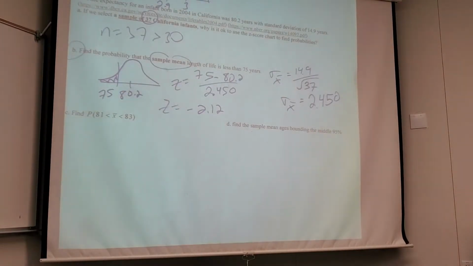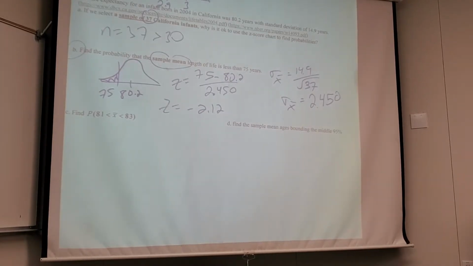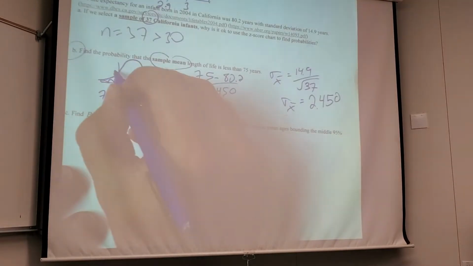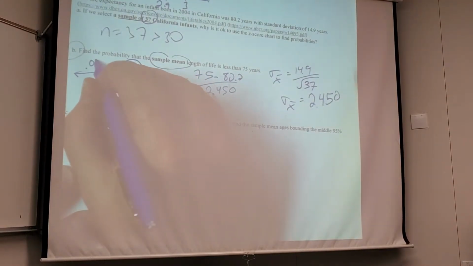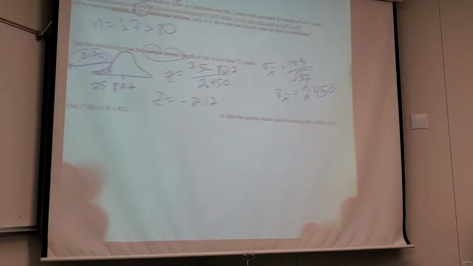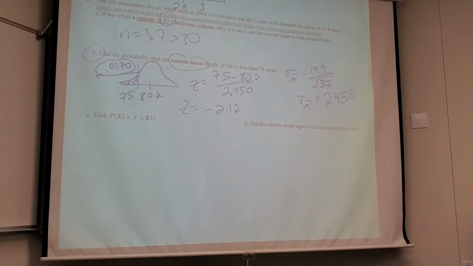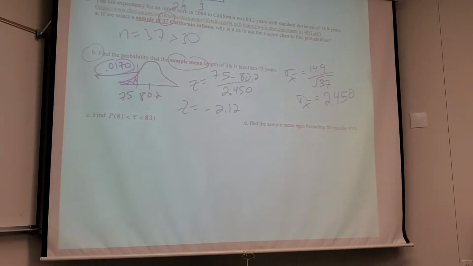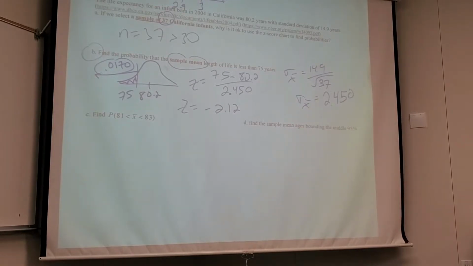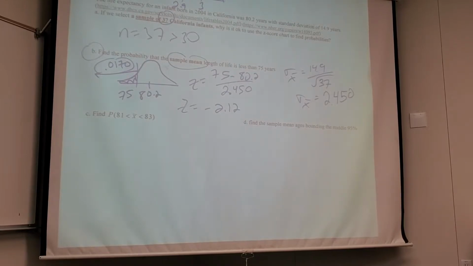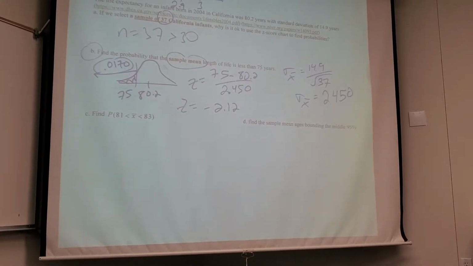Because the question wants the area below. 2.12. What do you guys get? 0.0170. So less than a 2% chance that a random group of 37 infants born in 2004, I should have said, will have an average age at death less than 75. What a happy question. Well, it's nice. Less than 2% chance that their average age of death would be less than 75 years. I like it.